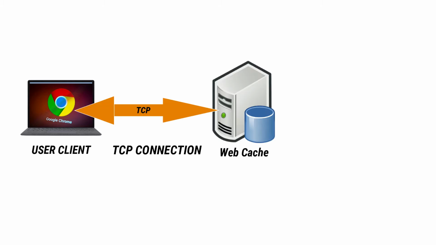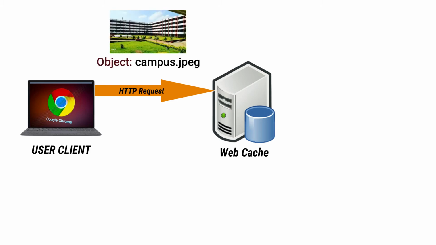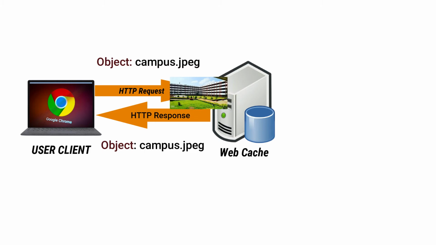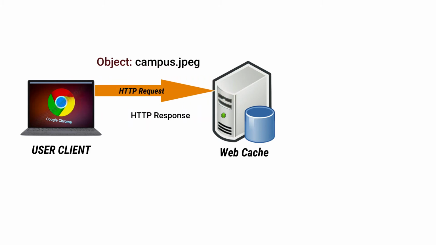First, the browser establishes a TCP connection to the web cache and sends an HTTP request for the object to the web cache. The web cache checks to see if it has a copy of the object stored locally. If it does, the web cache returns the object within an HTTP response message to the client browser.